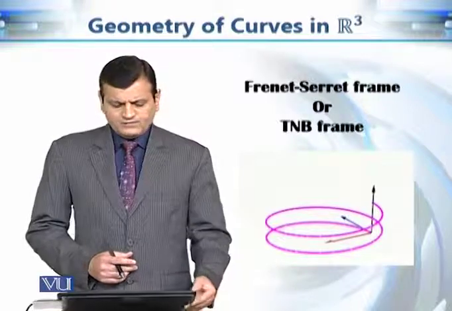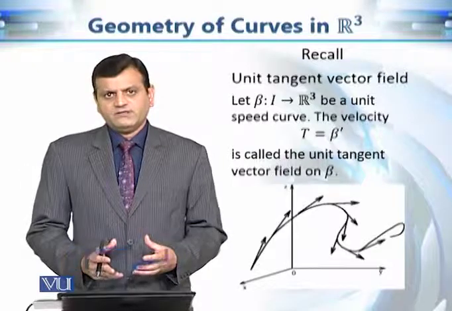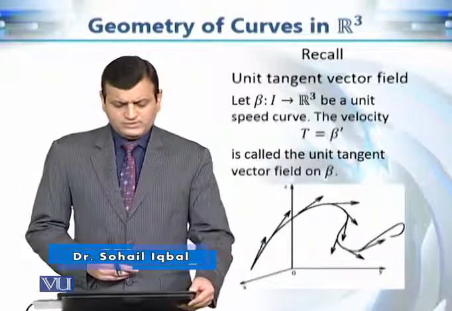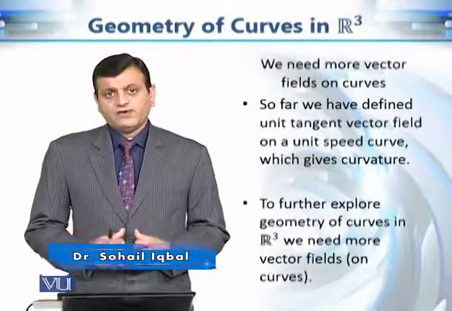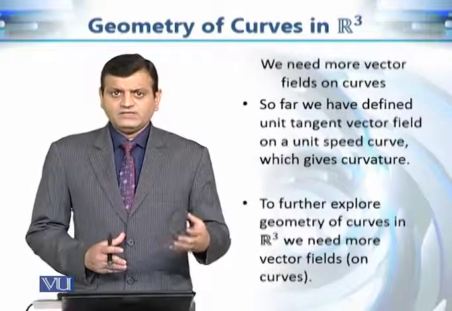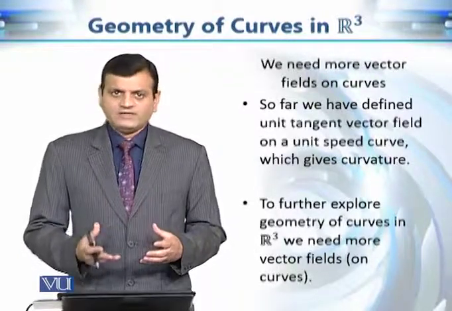Now let's see what we have achieved so far. We have defined the unit tangent vector field on any unit speed curve, and using this unit tangent vector field we were able to define one geometrical aspect of any given curve in R3, which is the curvature, which is the rate of turning of any given curve.